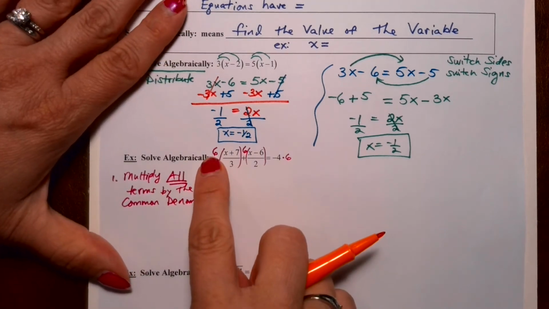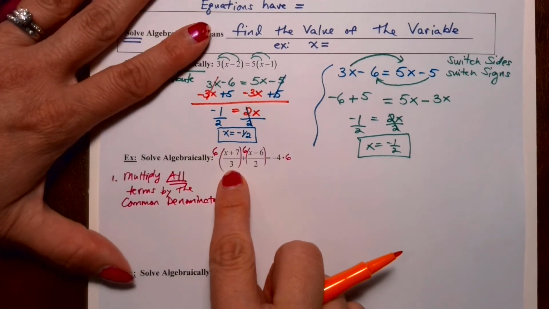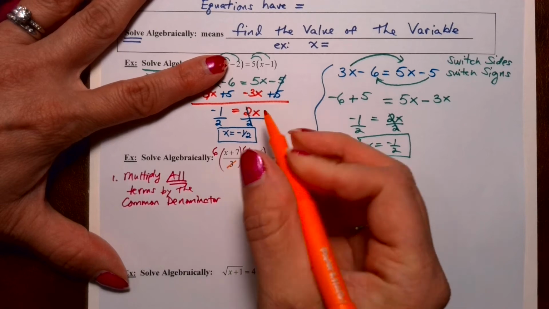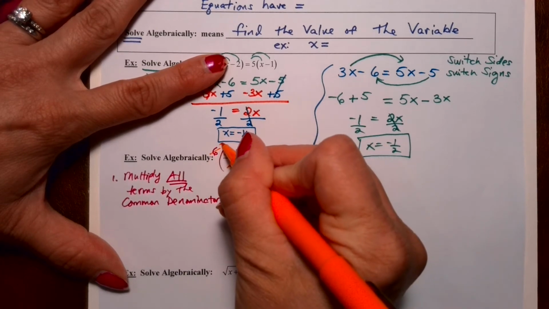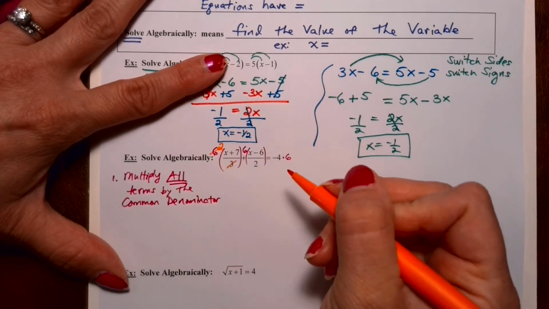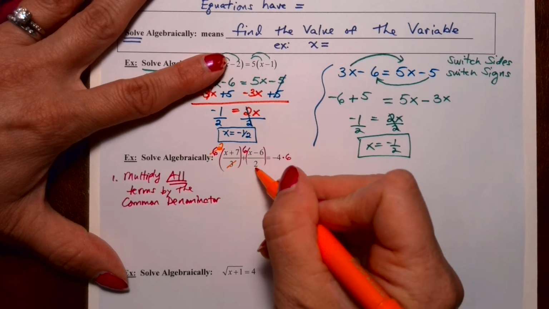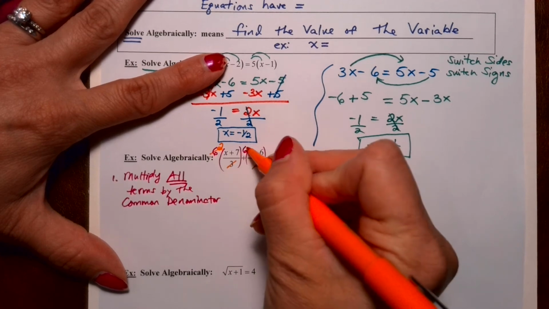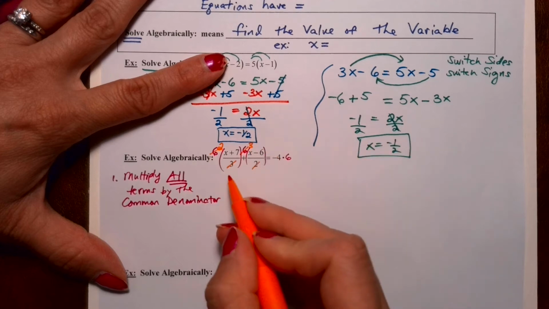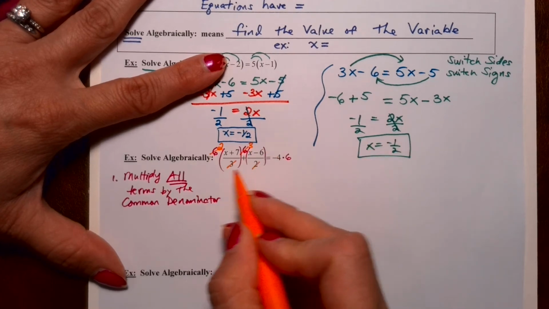Okay, because 6 can cancel with the 3. The 6 can cancel with the 3, cancel them out, and that makes a 2. All right, does 6 cancel with 2? Yes, 6 cancels with 2, makes a 3. Okay, all my denominators got canceled.